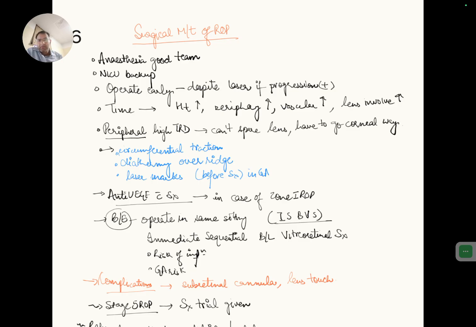How do we decide whether we have to go in for the surgery? If the height of the stage 3 ridge is increasing, if the peripheral detachment is increasing, vasculature is increasing, and if the lens involvement is there, we have to operate. If there is a peripheral high TRD and we can't spare the lens, we should go for the surgery through the cornea.